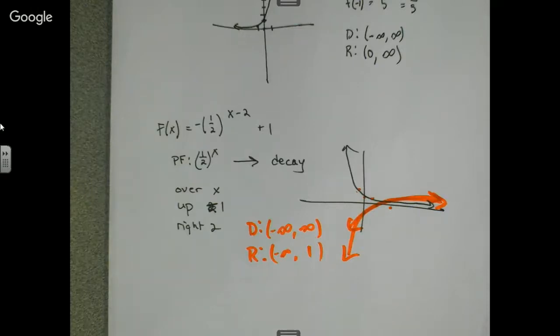With exponential graphs, we talk about two major things: doubling time or half-life. So here's our equation with that.